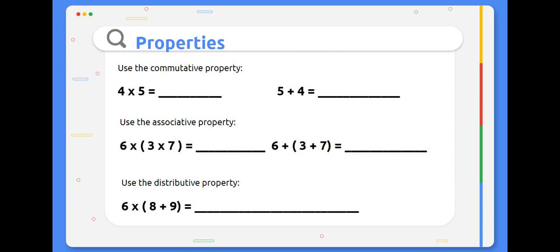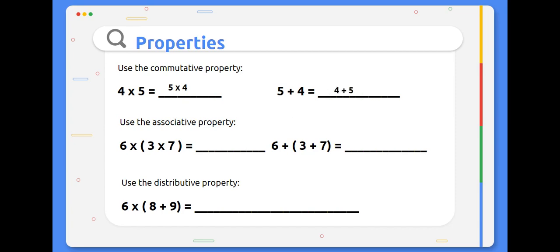Okay, commutative properties. Let's talk about the properties. Go ahead and try to work all 3 properties, pausing the video and coming back and seeing if you got it right. Okay, for the commutative property, you should have said 4 times 5 is the same as 5 times 4. It's just flipping the order of them, right? Same with the addition: 5 plus 4 equals 4 plus 5.